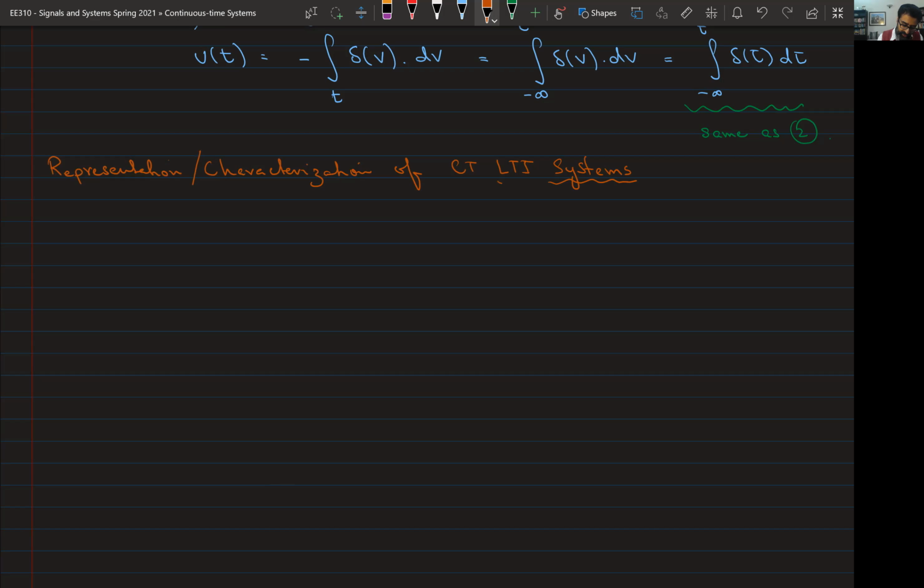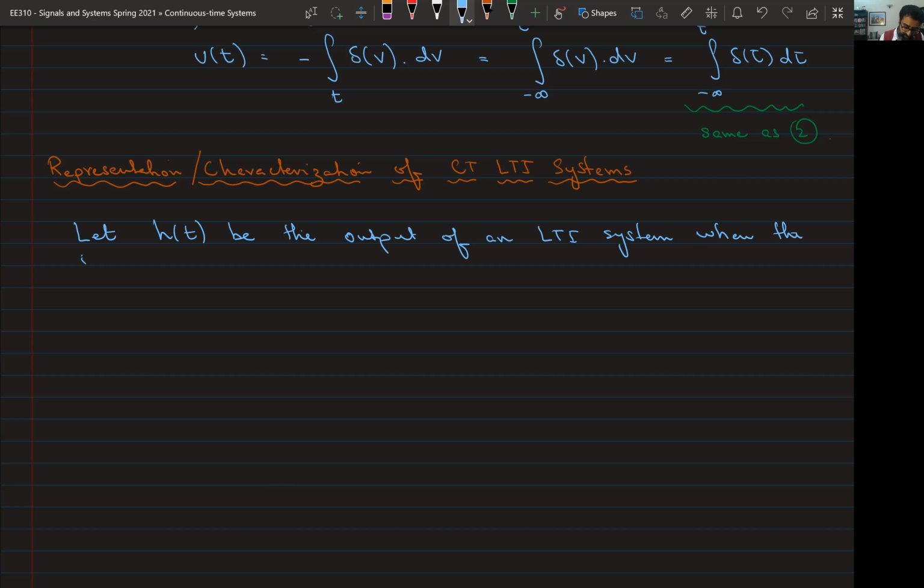All right. So it turns out that what completely characterizes the behavior of an LTI system is called the impulse response, right? And that impulse response is defined as follows. Okay, let h of t be the output of an LTI system when the input is a unit impulse, x of t equals delta t, right? So h of t, therefore, is called the impulse response.